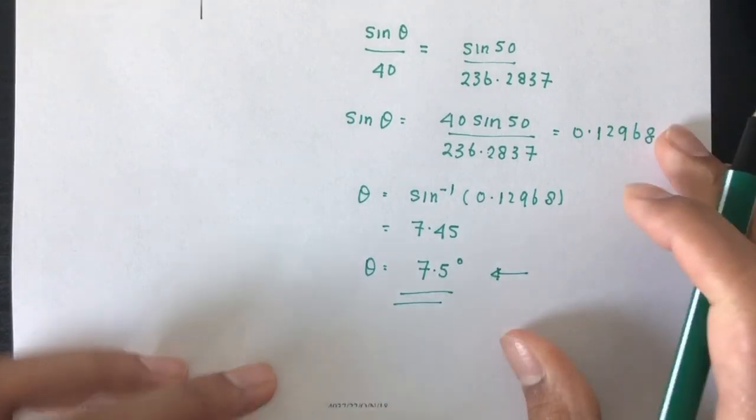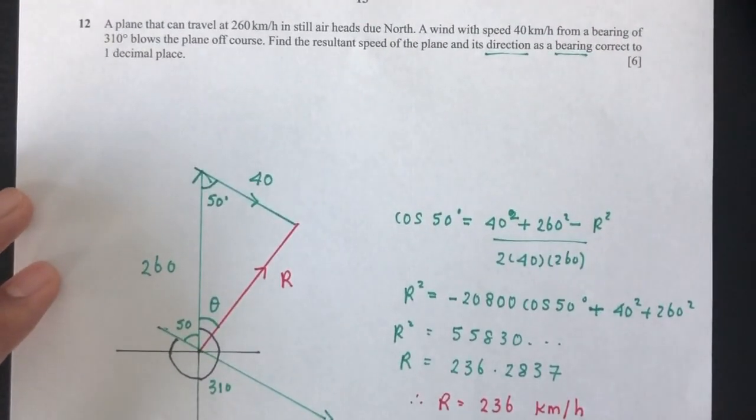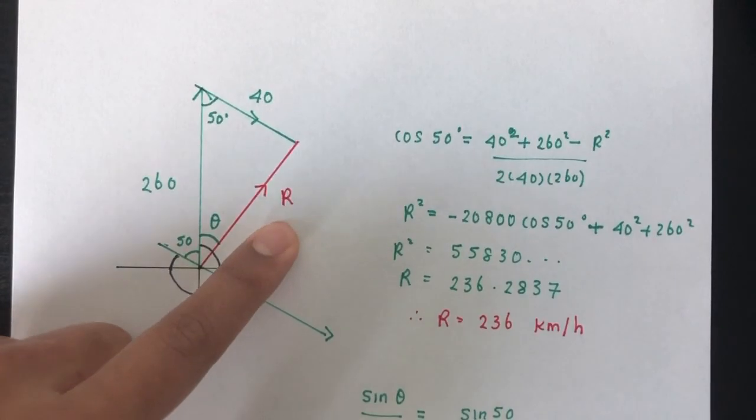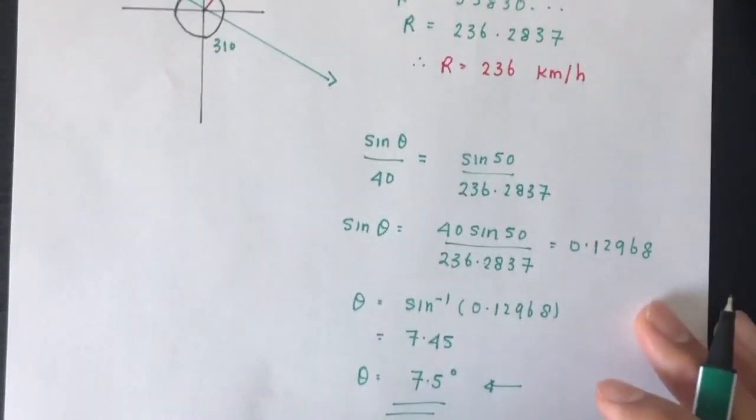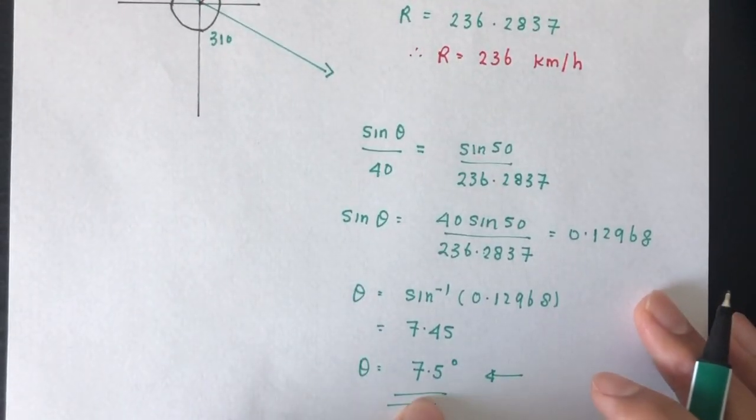Okay, so that will be the answer for your last question, with the resultant speed equal to this and your bearing equal to this, correct to 1 decimal place.